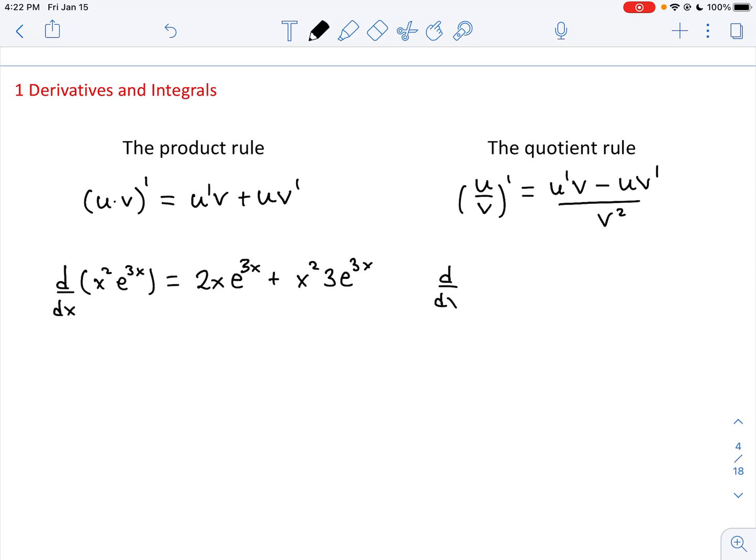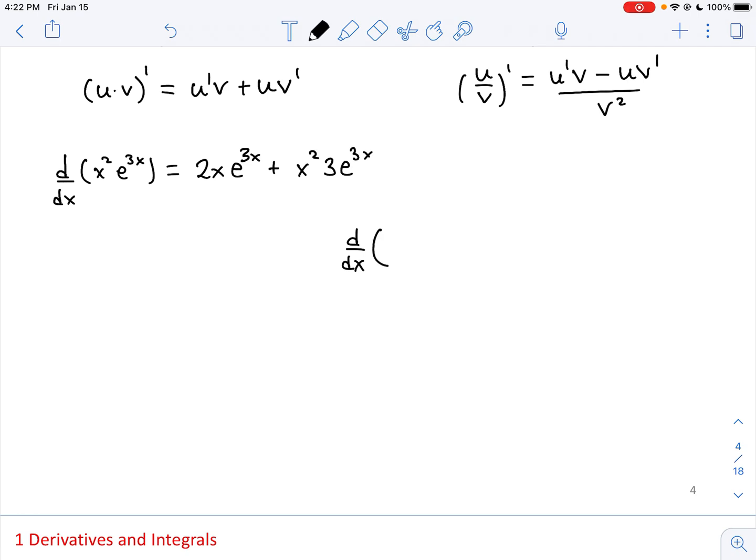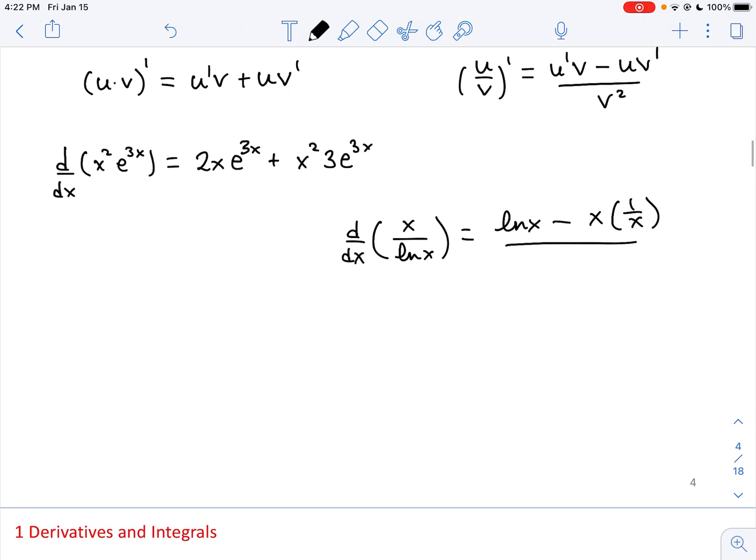Let's do a derivative of, let me give myself a little more space, I'll write it a little bit lower. The derivative of x over natural log of x. Apply the quotient rule. So we do the derivative of the numerator first, which is 1, times the denominator, so just natural log of x by itself, minus the numerator, which is x, times the derivative of the denominator, which is 1 over x, and we put that all over the denominator squared.